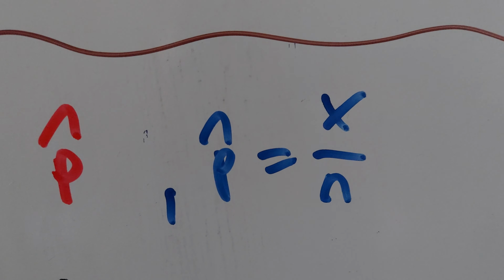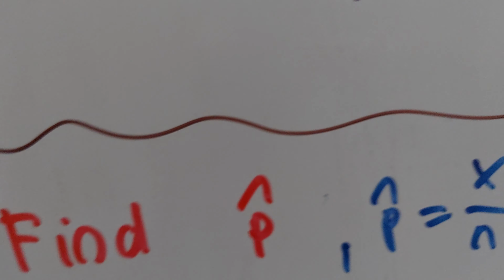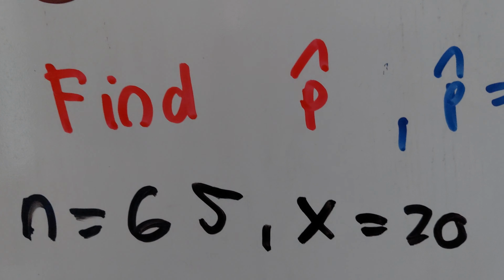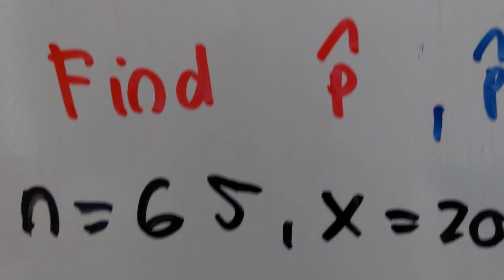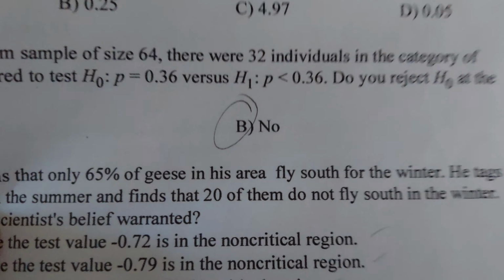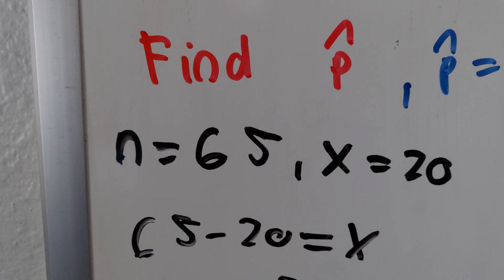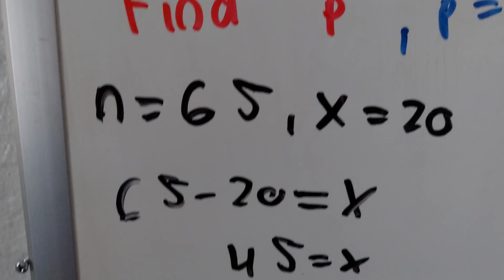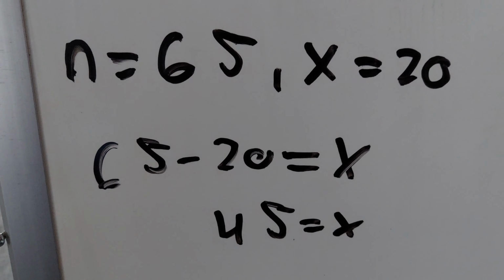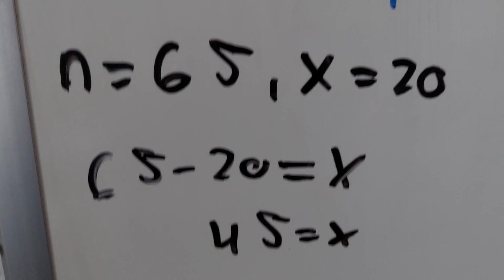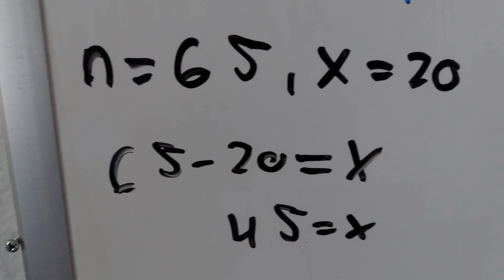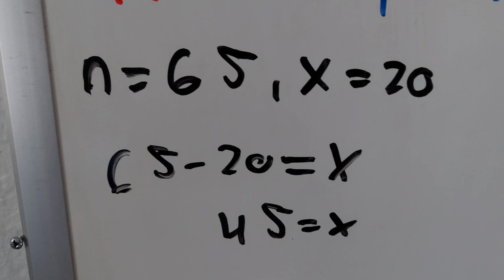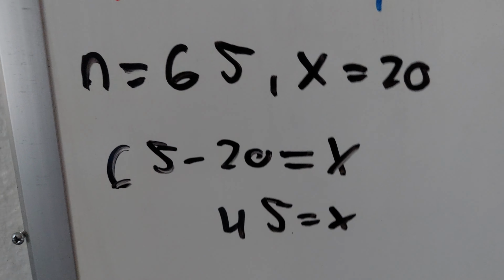Now to find p hat, we're going to be using x over n. And as we know, n is our 65 and x is equal to 20. But something that kind of tricked me is that it states that 20 of them do not fly. We're trying to figure out the ones that do fly. So what we're going to be doing is 65 minus 20, and 45 of those geese do indeed fly. So from there on, we're going to be using 45 as our x, just for this instance.